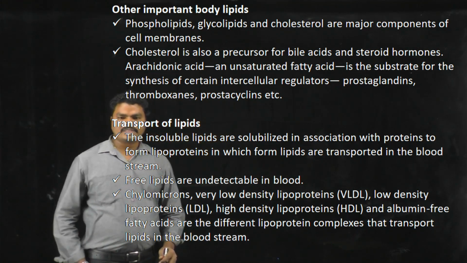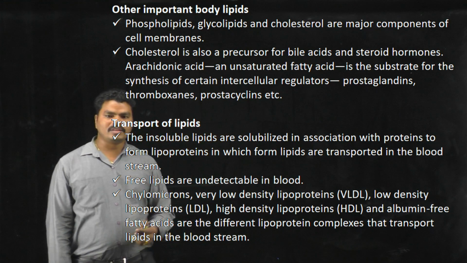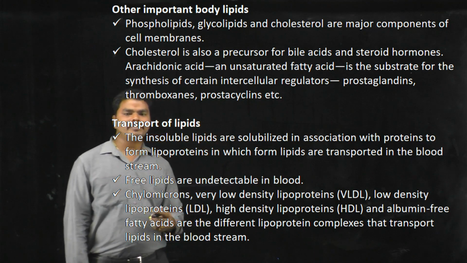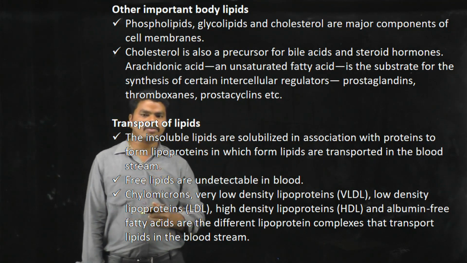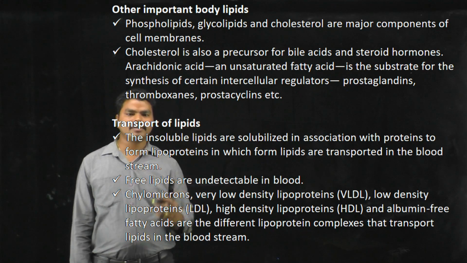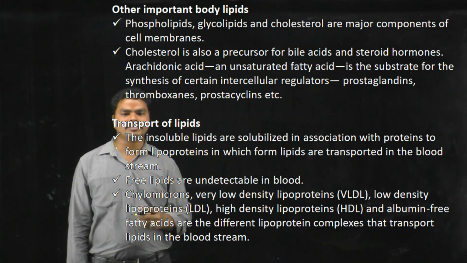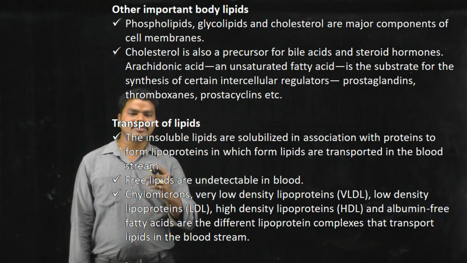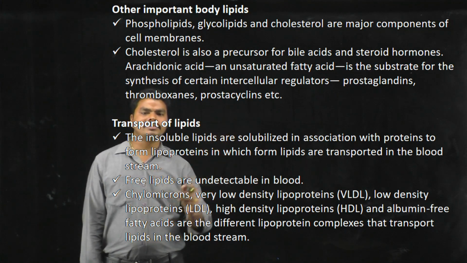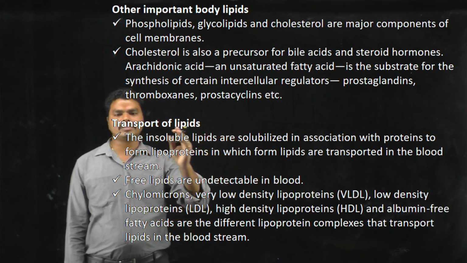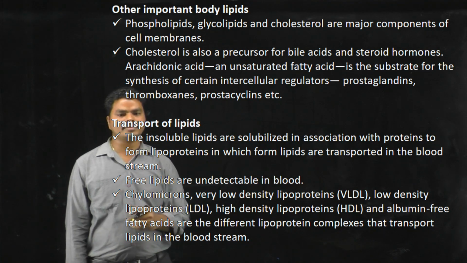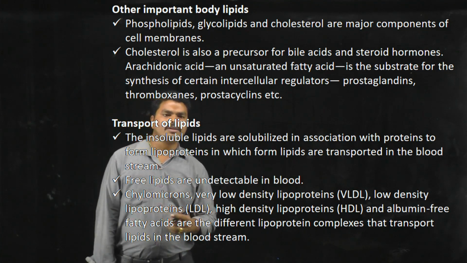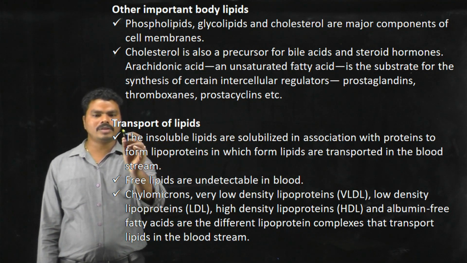Along with the triglycerides, other important body lipids are phospholipids, glycolipids, and cholesterol. These are the major lipid substances available in our body, and they act as components of cell membranes. Cholesterol is also a precursor for bile acids and steroid hormones. Arachidonic acid, an unsaturated fatty acid, is the substrate for the synthesis of certain intracellular regulators like prostaglandins, thromboxanes, and prostacyclins.